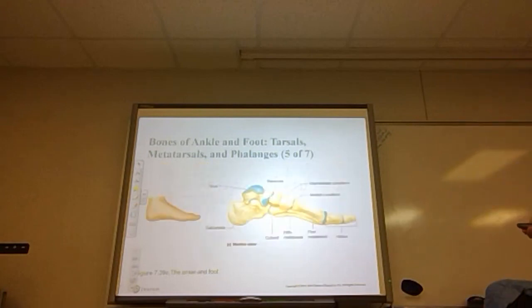Standing looking at the side, again, here's the calcaneus bone. There's the talus bone, which takes all the weight of the body and transfers it into this bone and these bones. There's a navicular, cuboid, and the 5th through the 1st metatarsal bones.